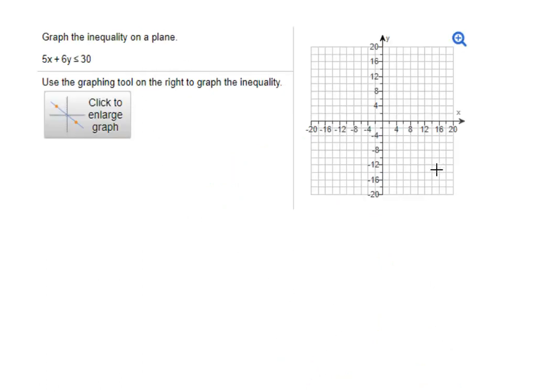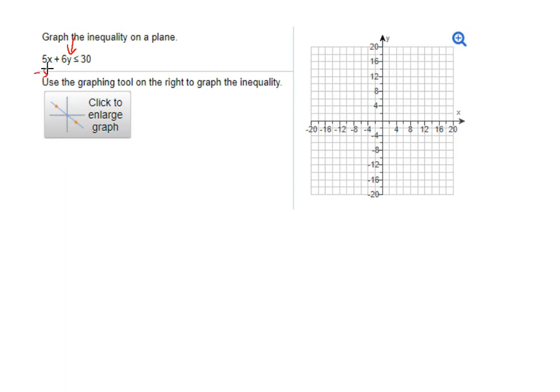Graph this inequality. And so this inequality has two variables. So to graph the solution set to this, we're going to have to use a Cartesian coordinate system, which has two axes. There's a couple ways you can go about doing this. The way that I prefer, and MathXL might have a different explanation, but what I like to do is solve this for y. That's what I do first.